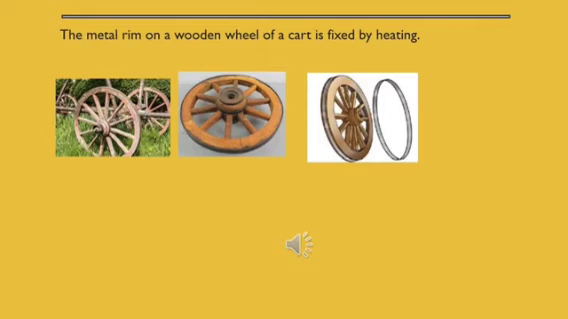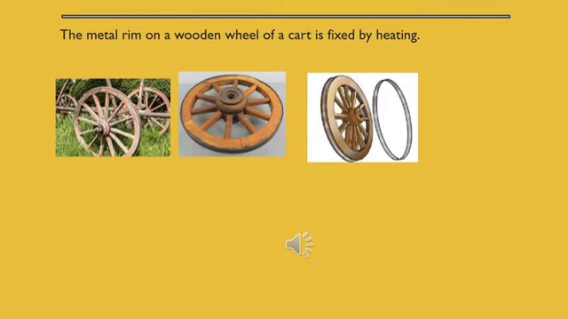Now, how did this happen? What was the process behind this? Again, like how we observed in the previous example of the pickaxe, the same method is used here. The metal rim is made slightly smaller than the wooden wheel. On heating, the rim expands and fits onto the wheel. So since the rim is made of metal, they heat it, and once you heat, what happens? It expands. Once it expands, it fits onto the wheel.